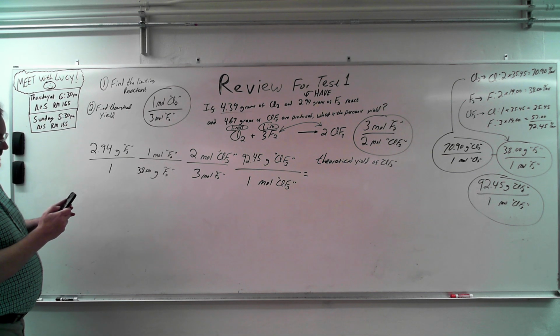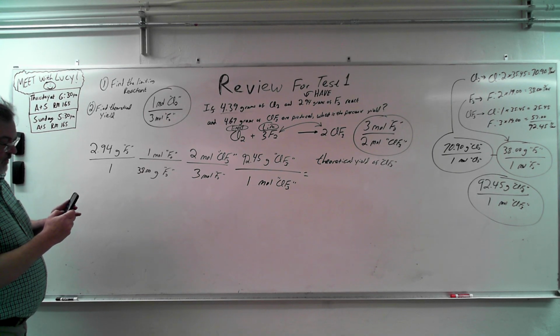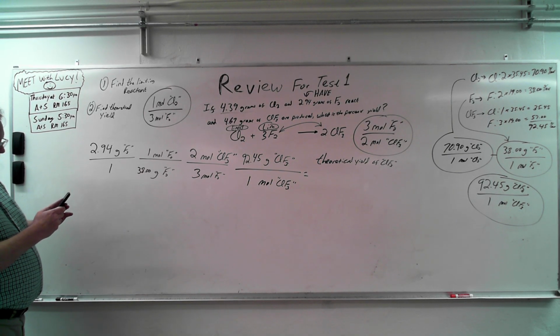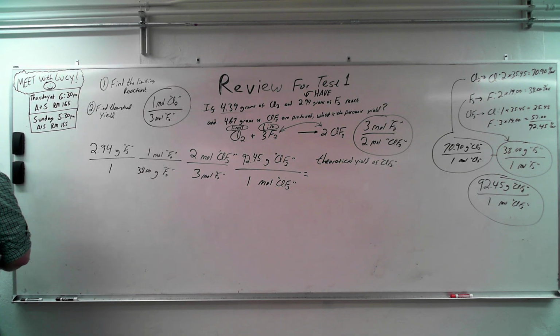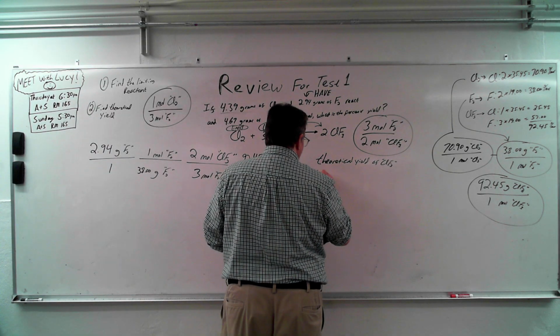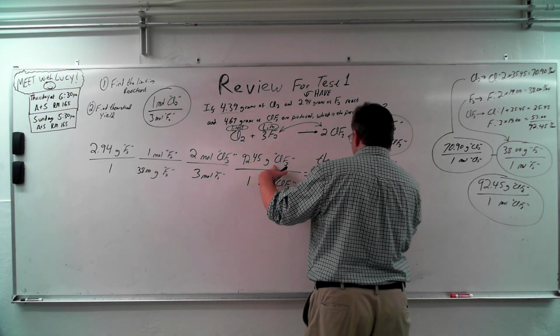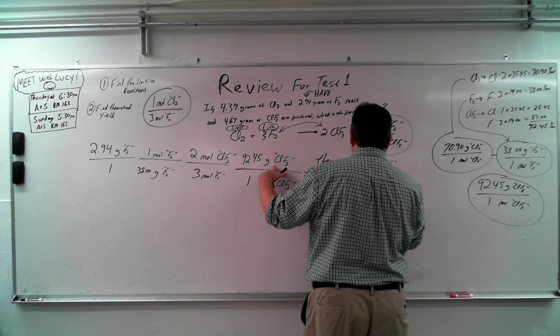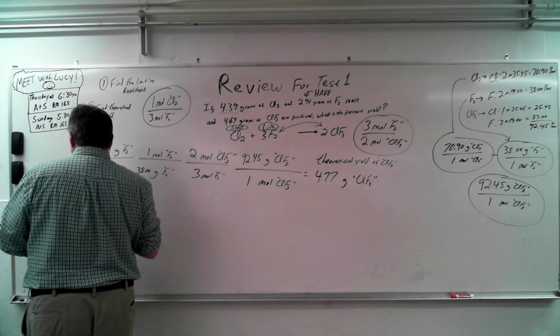2.94 times 2 times 92.45 divided by 38.00 divided by 3. Okay. And I get, to 3 significant figures, 4.77 grams of ClF3. All right, that's our theoretical yield.